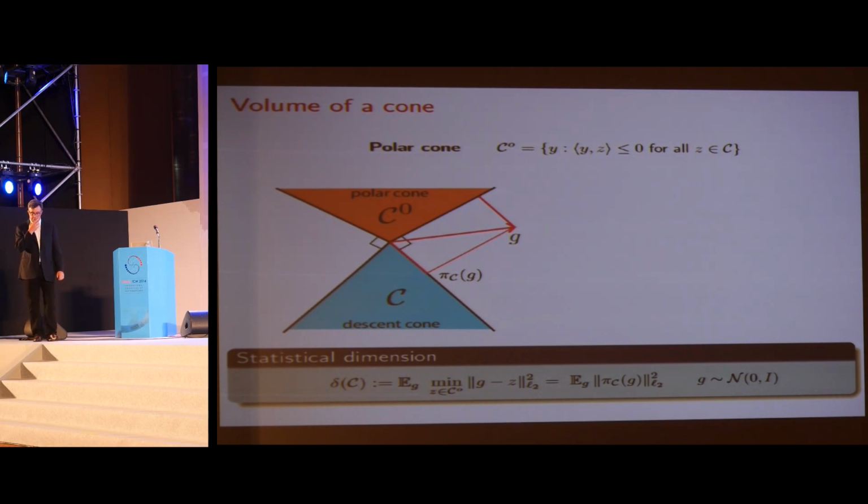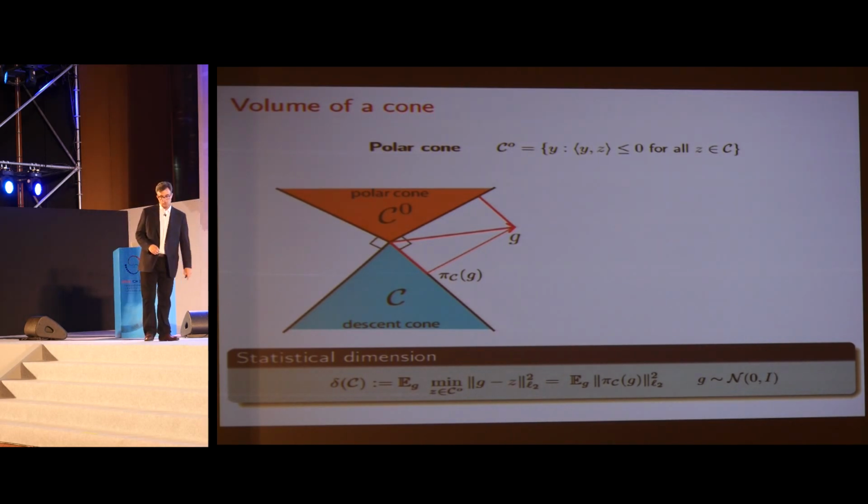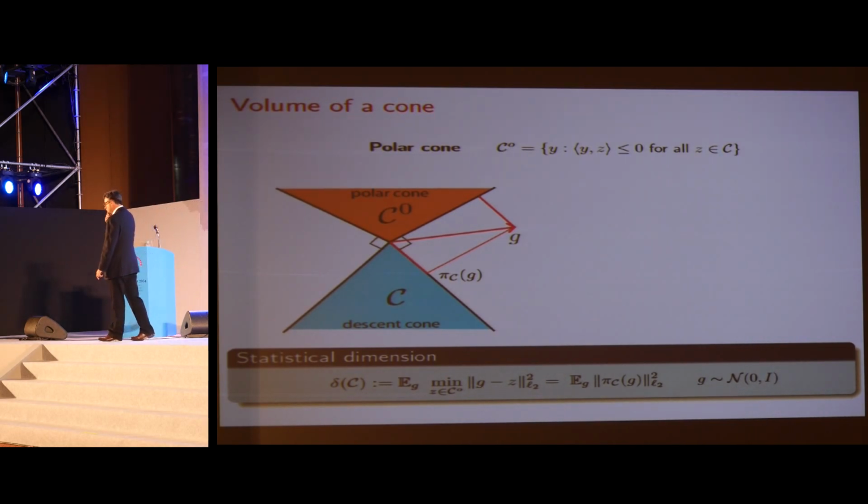And now the statistical dimension of a cone C is simply, well, I'm going to take a Gaussian vector G, which is normally distributed with IID components 0, 1. So I'm going to call this a Gaussian vector. And the statistical dimension of a cone is simply the expected square distance between a Gaussian vector and a polar cone. So you've got this distance at the top.